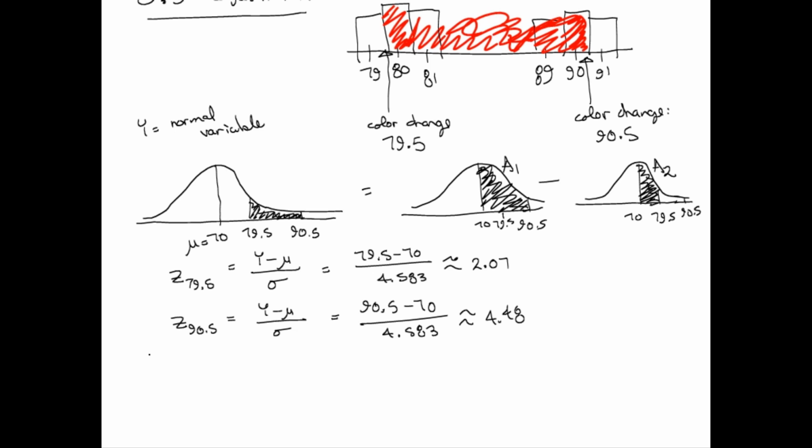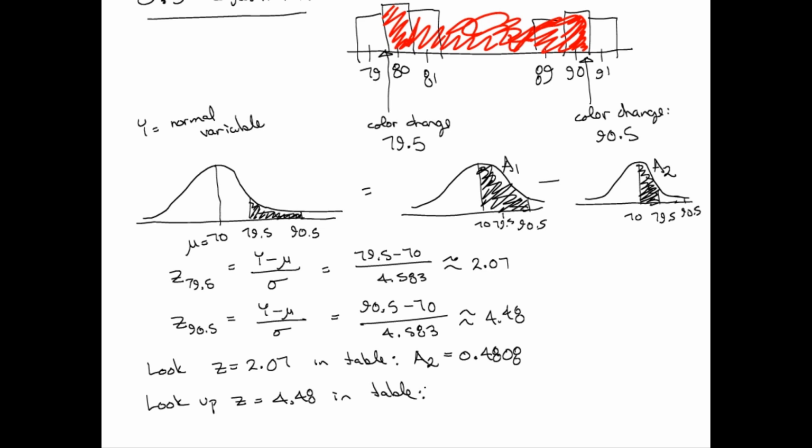So now I want to look each of these up in the table. When I look up z equals 2.07 in the table, I'm going to get an area, and I guess this would correspond to A2 in my picture. 0.4808. Now let's look up z equals 4.48 in the table. When you do, you will find that it's off the chart.